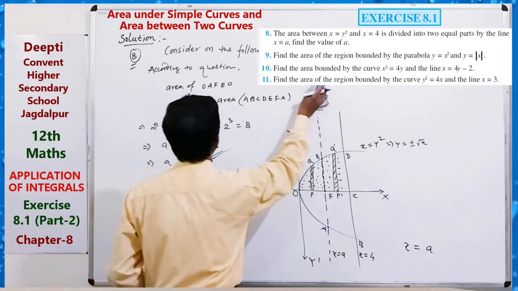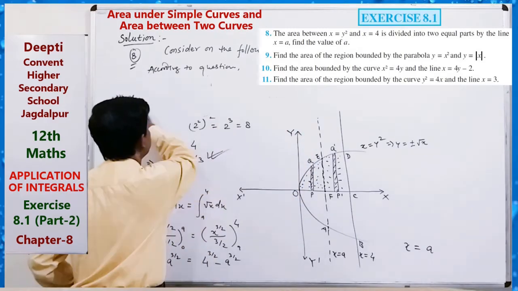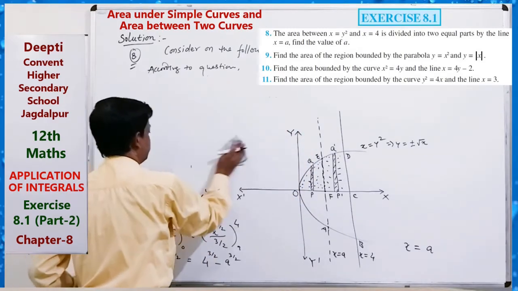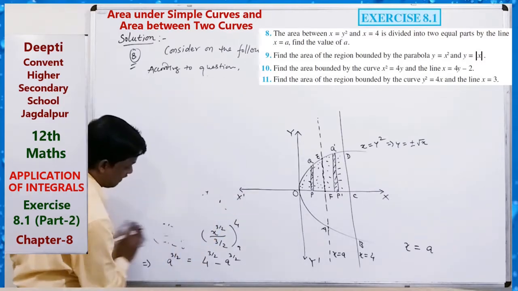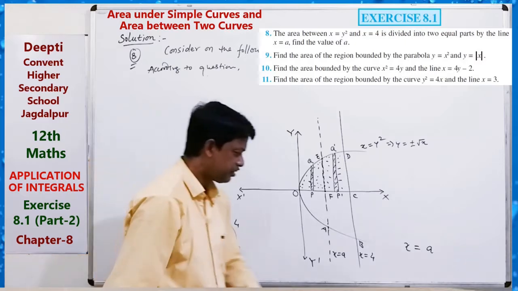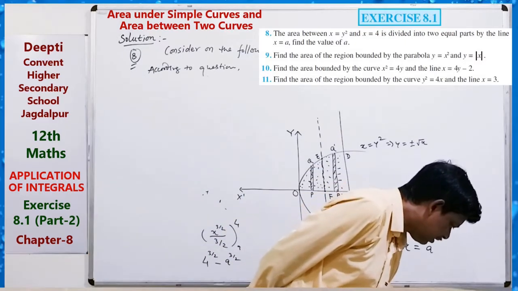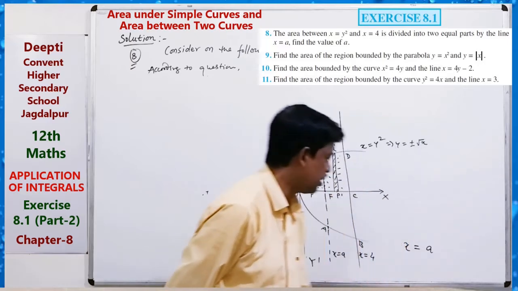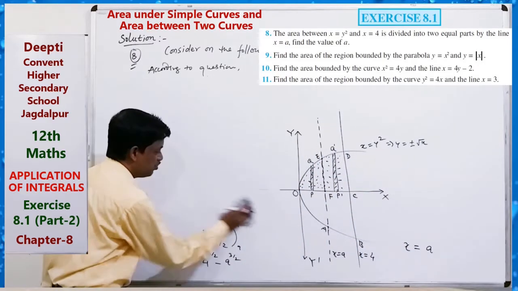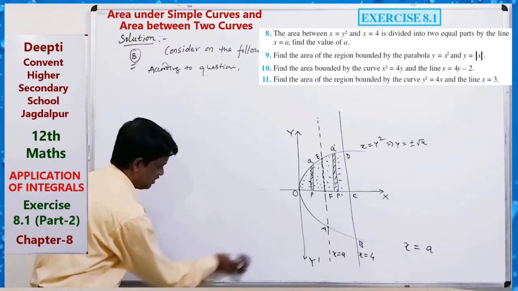Now take question 9. Question 9 says: find the area of the region bounded by the parabola y equal to x square and y equal to mod x. Y equal to mod x, the modulus function.